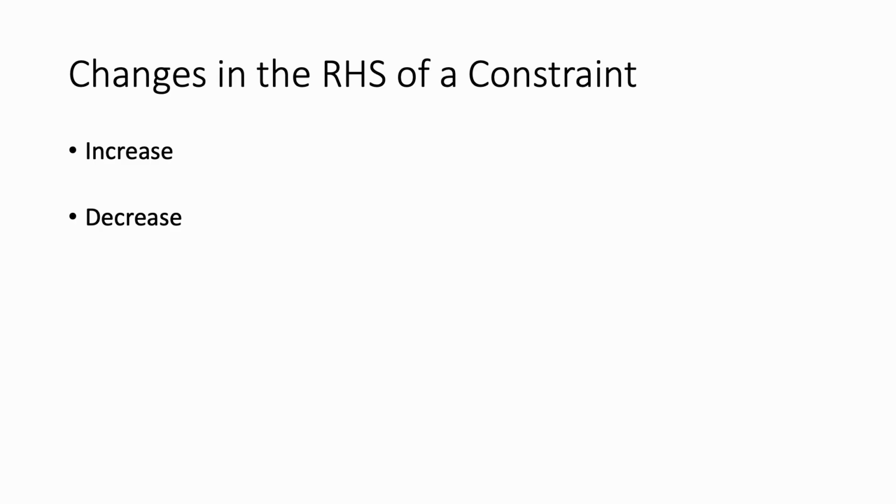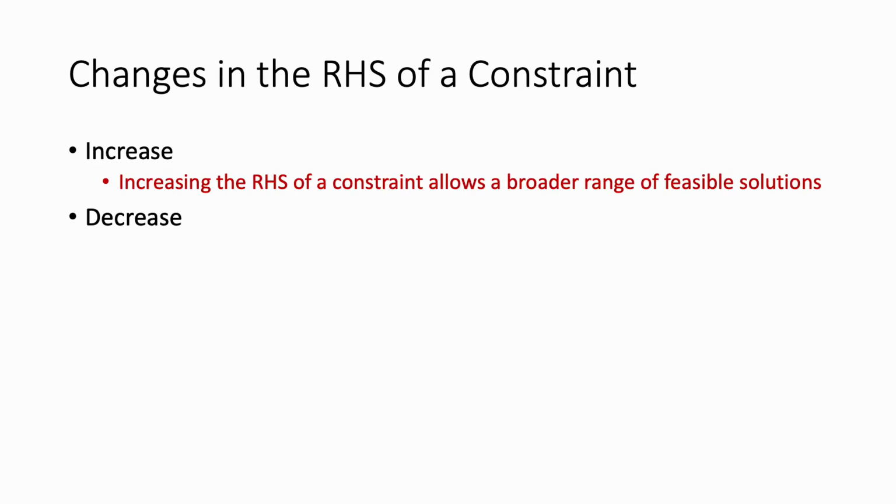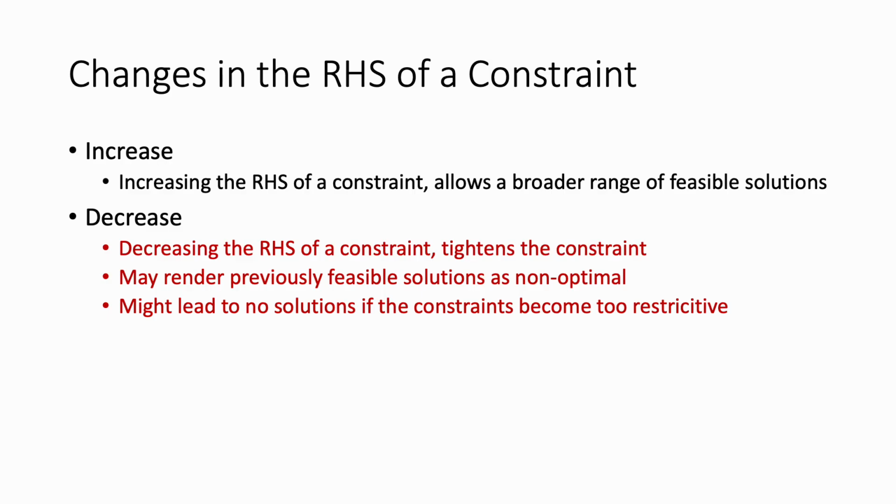So changes in the right-hand side constraint could mean an increase or decrease of the value. When you have an increase, it means you are increasing the right-hand side of the constraint, and it allows a broader range of feasible solutions, while decreasing the right-hand side of the constraint tightens the constraint. So there are two things. Increase is to relax or to broaden the range of feasible solutions, and decrease means to tighten or to constrict the space.